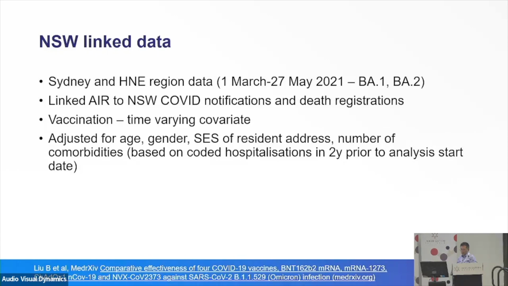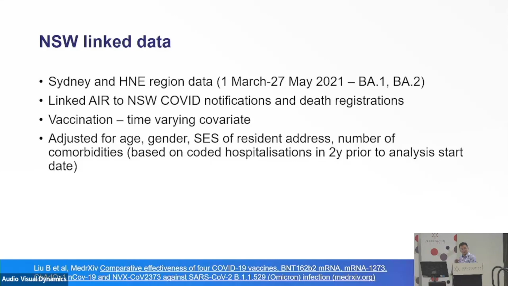So Betty has been driving this work looking at linked data, linking the immunisation register to the New South Wales COVID notifications and death registrations. This was done in the Sydney and the Hunter New England region, again, to try and avoid some of those border issues, and obviously the bulk of the New South Wales population being there. So the way we looked at it was to consider vaccination as a time-varying covariate. So you're not vaccinated, then you get 1 dose, 2 doses, and there's times after various doses. And then that could be adjusted for age, gender, socioeconomic status, and so on.